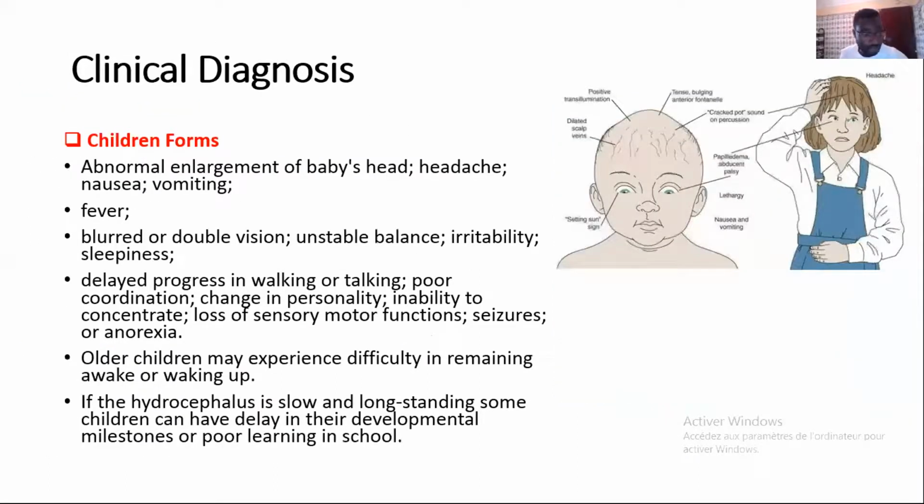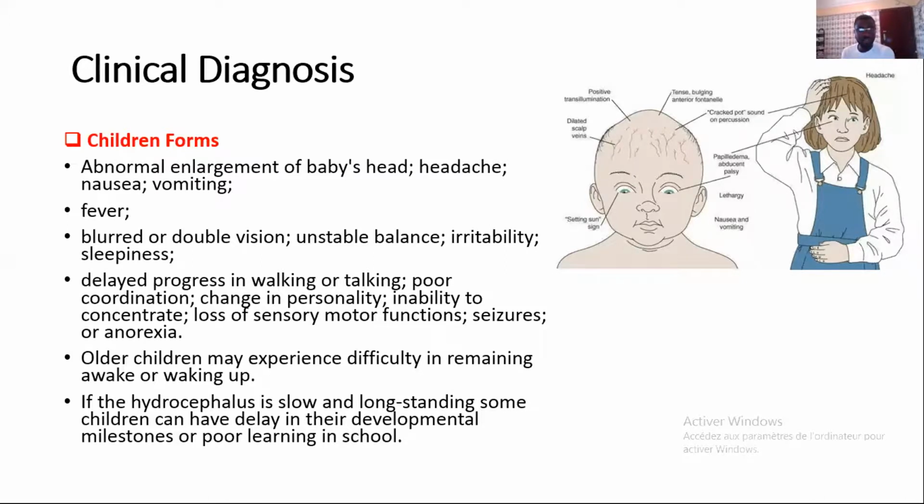About children forms, we can have abnormal enlargement of the baby's head. We can have headache, nausea, vomiting, fever, blurred or double vision, unstable balance, irritability and sleepiness. Delayed progress in walking or talking, poor coordination, change in personality, inability to concentrate, loss of sensory motor function. We can have seizure or anorexia. Older children may experience difficulty in remaining awake or waking up.